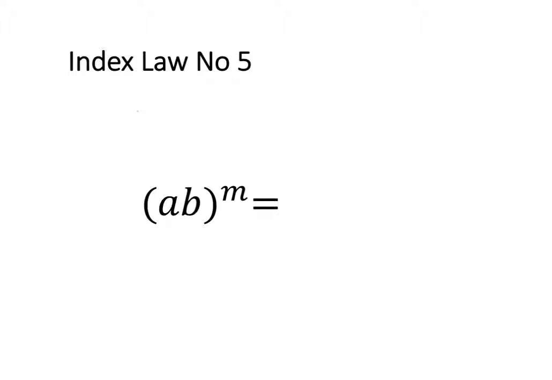So (ab) to the power of m is a to the power of m times b to the power of m. Let's have a look at some examples of how we apply this fifth index law.